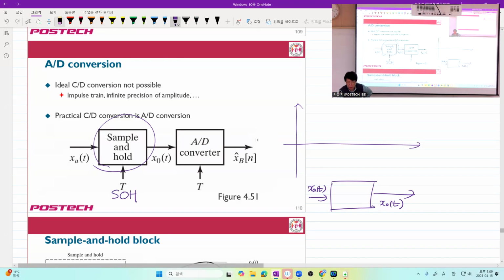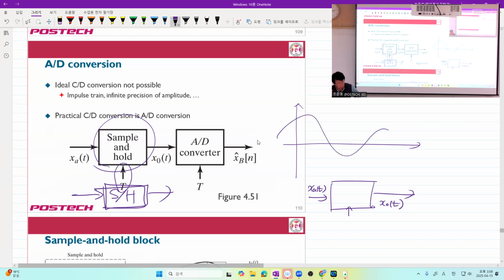Is it right? No, not SOH, S/H. So you may see some textbook or diagrams saying S/H, sample and hold. And of course, it has parameter capital T. What happens? As I told you, if we arbitrarily choose offset 0, then at every T, we sample and hold, sample and hold, sample and hold.